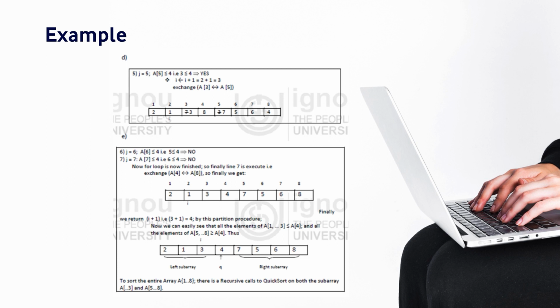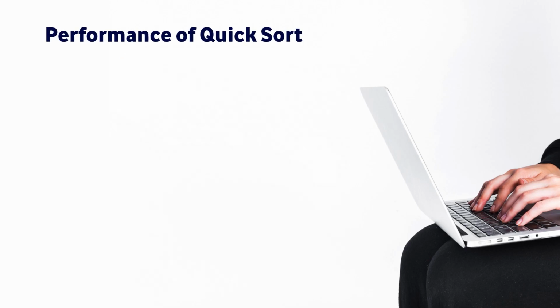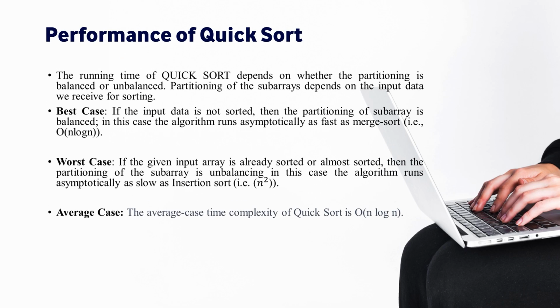At the left of it, all the values that are smaller than 4 will be there, and at the right of it, all the values that are bigger than 4 will be there. So this is how the partition procedure works in this case.